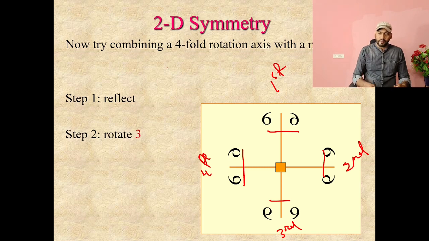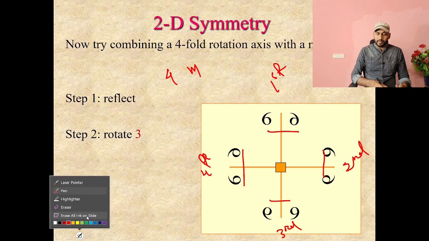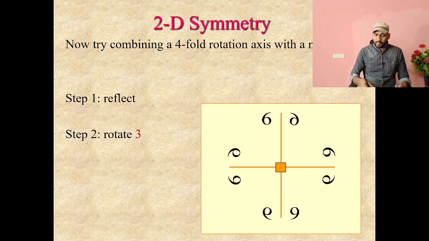So we started with 4 and 1 mirror plane. Now we are having a fourfold axis. Here it is 1 mirror plane, here it is 1 mirror plane. So we are having 4 plus 1 mirror plus 1 mirror. We have taken 4 and 1 mirror, and we found another mirror. Is it all? Is it finished?